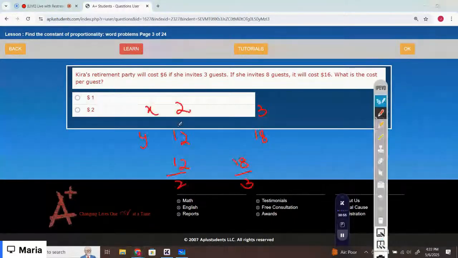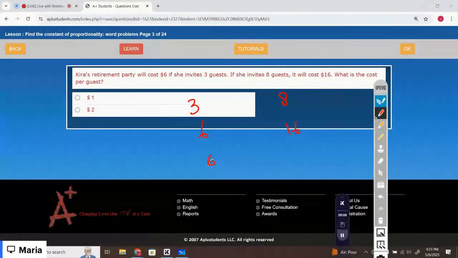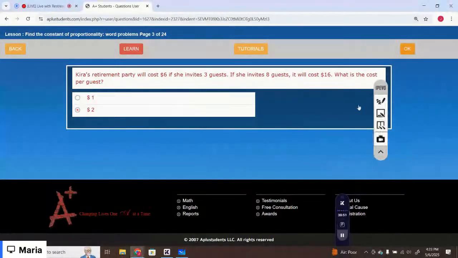So three guests cost $6 and eight guests cost $16. So you have to do y over x, that is 6 over 3 and 16 over 8. So which is the correct option? Option number two is the correct option, that is $2.